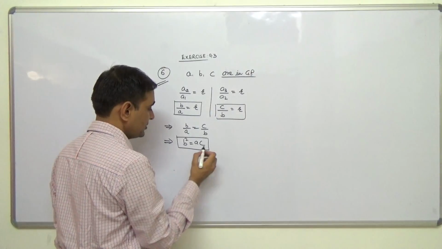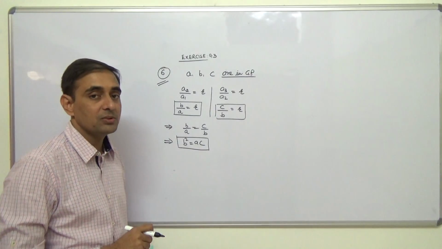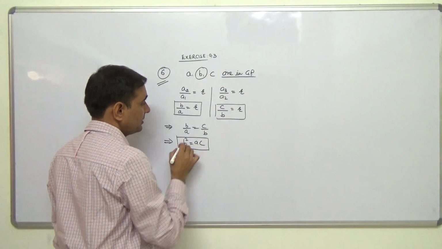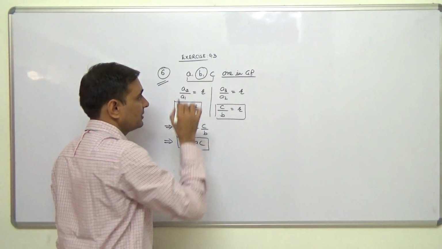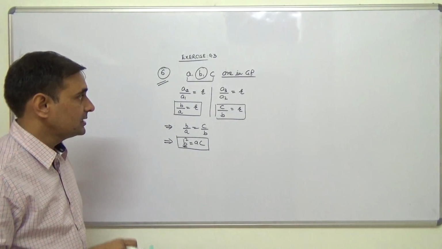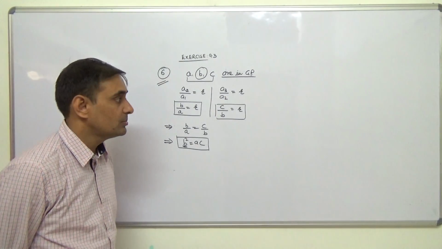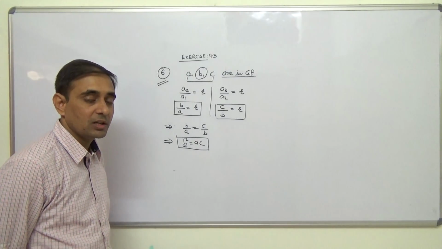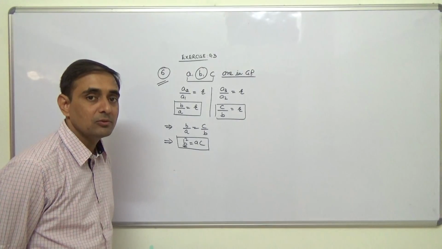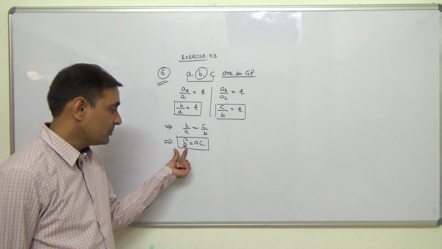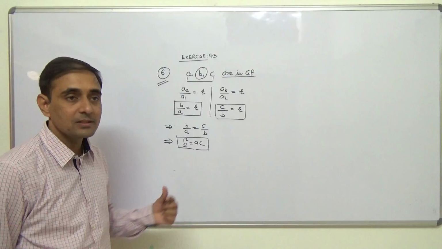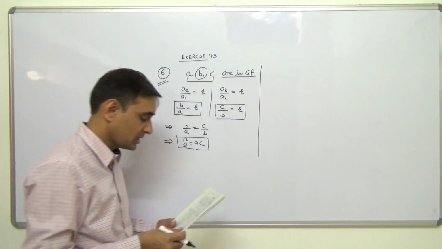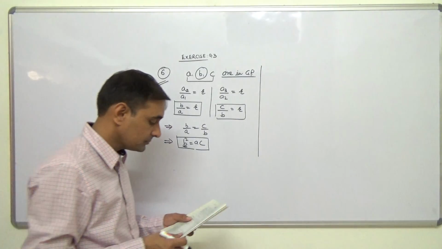यहाँ से हमारे पास एक relationship generate हो गया इन तीनों terms में, B square is equal to AC. So we can say square of the middle term, that is B square, is equal to product of first and last. It means if three numbers A, B, C are in GP, then square of middle is equal to product of first and last. इसी फॉर्मूले पे बेस, इसी रिलेशनशिप पे बेस हम एक क्वेश्चन कर रहे हैं, क्वेश्चन नंबर 6.